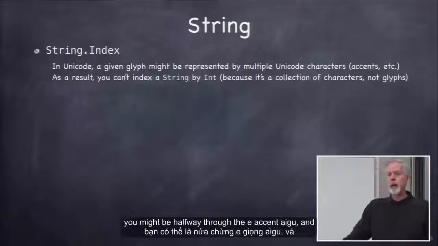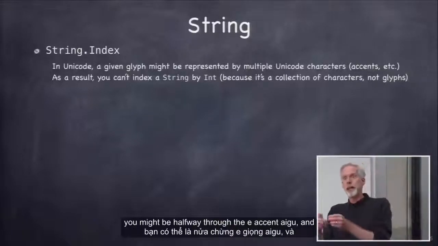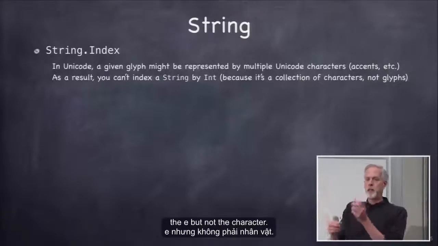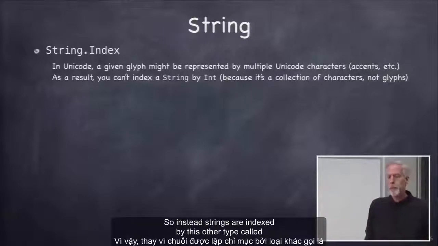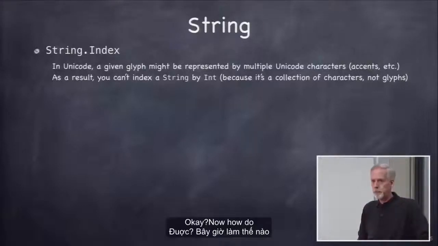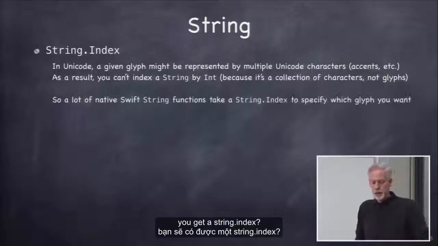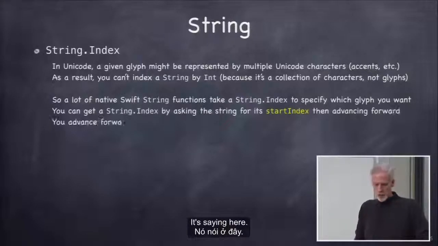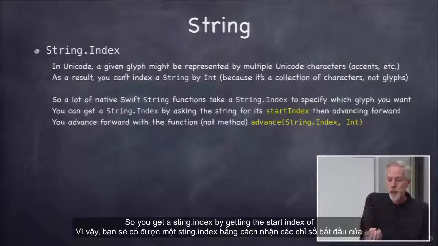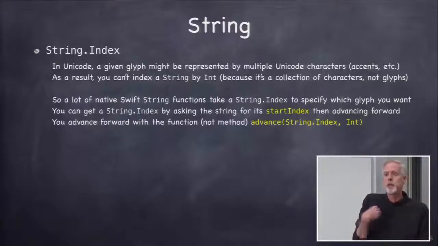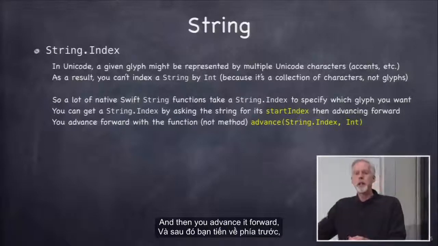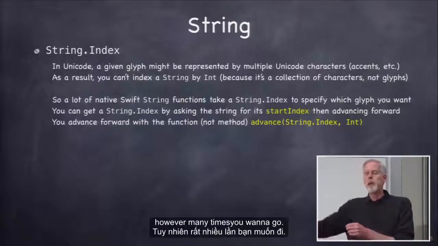You can't really index by int, or you might be halfway through the accent aigu, and you're getting either the accent aigu or the E, but not the character. So instead, strings are indexed by this other type called String.Index. Now how do you get a String.Index? Well, you get a String.Index by getting the start index of the string. That gives you a String.Index that points to the first character of the string. And then you advance it forward however many times you want to go.